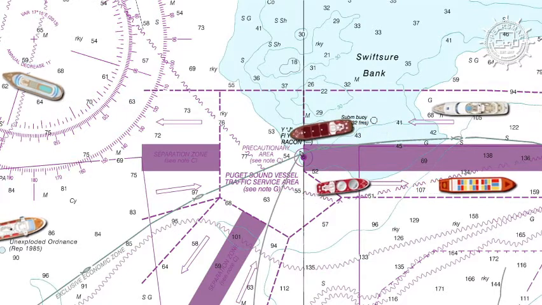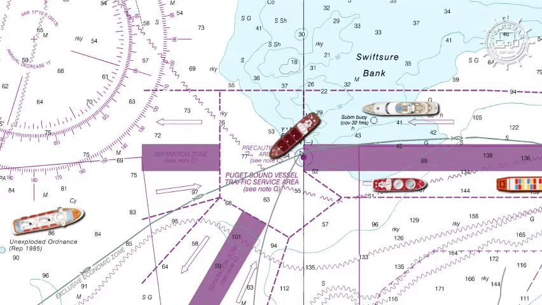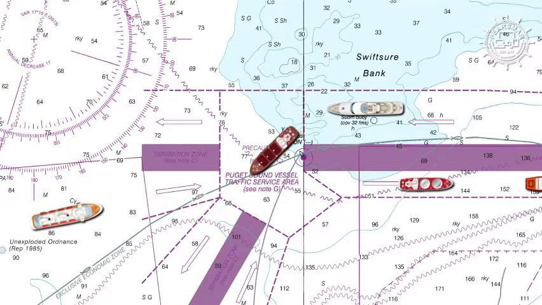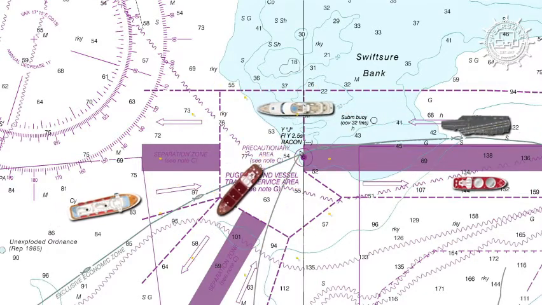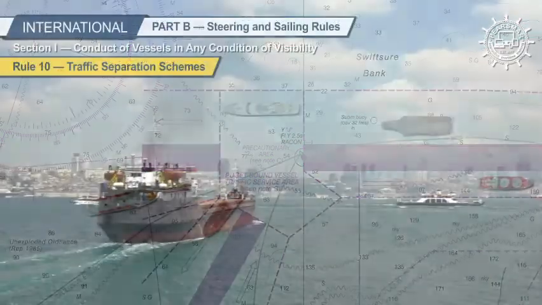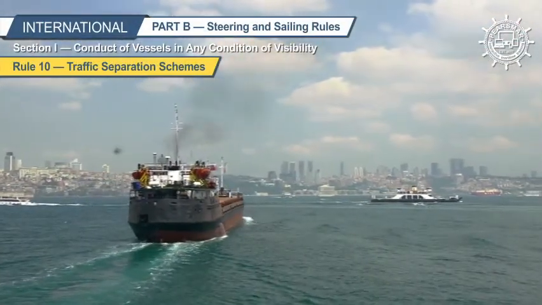A vessel shall, so far as practicable, avoid crossing traffic lanes, but if obliged to do so, shall cross on a heading as nearly as practicable at right angles to the general direction of traffic flow. This practice will ensure that the crossing vessel's action is undoubtedly obvious to other vessels.